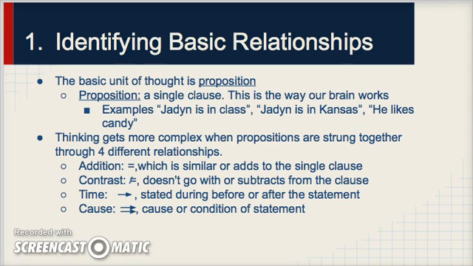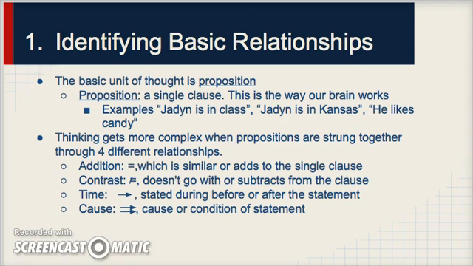The first thing that I'm going to talk about is identifying basic relationships. The basic unit of a thought is a proposition, and this is just a single clause. This is just the way our brain works and always has worked in thoughts and in thinking. An example of this is Jaden is in class, or Jaden is in Kansas. He likes candy. Very simple, very non-complex ways of thinking.